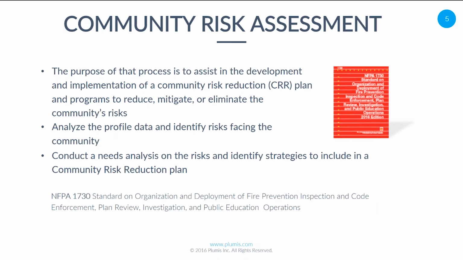So what is a CRA? Well, if we really get down to the bottom line, it's analyzing the data that's available and identifying the risks that are facing a community. NFPA 1730 makes it crystal clear that every fire department needs to conduct a risk assessment, look at those risks, and identify strategies, ultimately developing what's known as a community risk reduction plan. But in order to get the plan, we need the assessment to begin with.